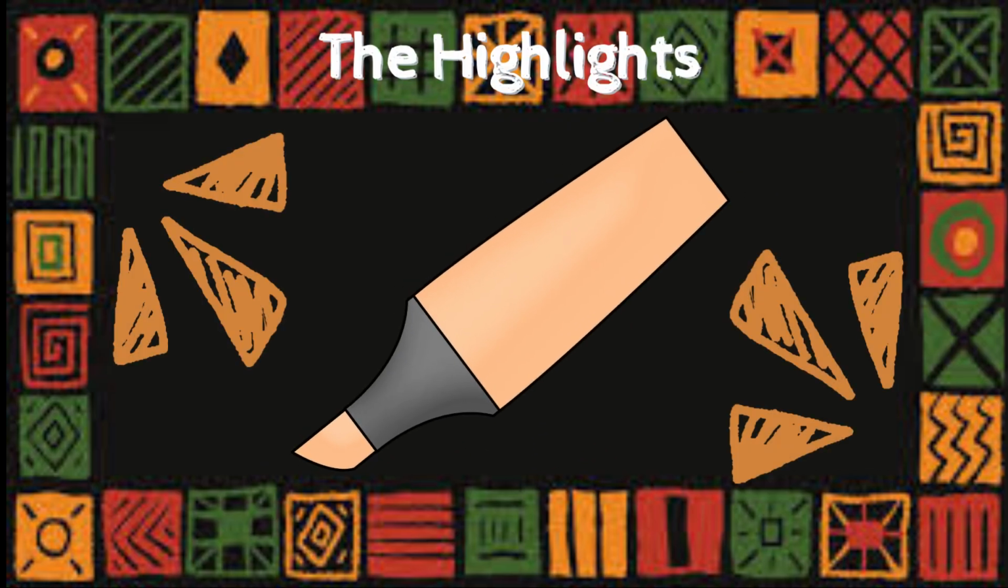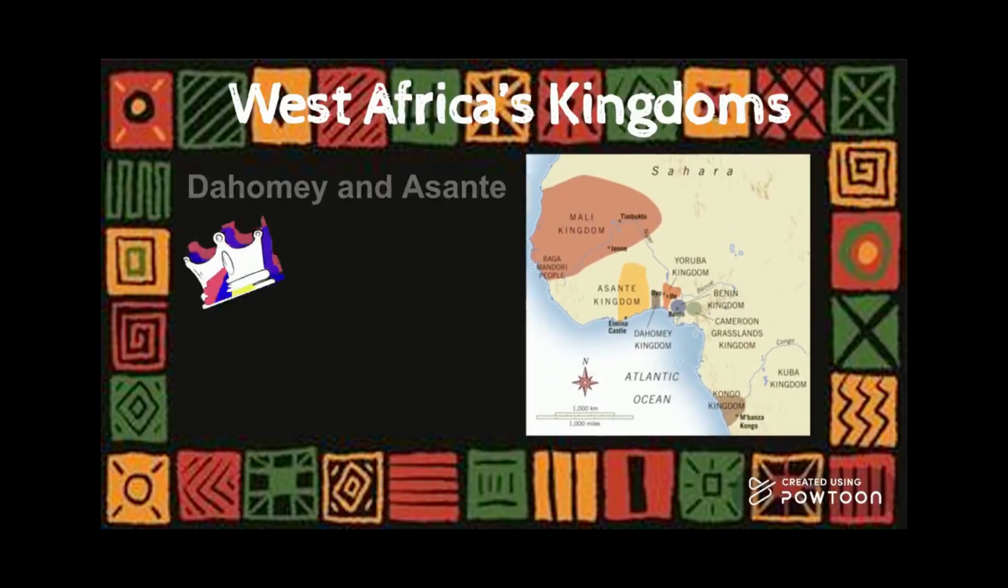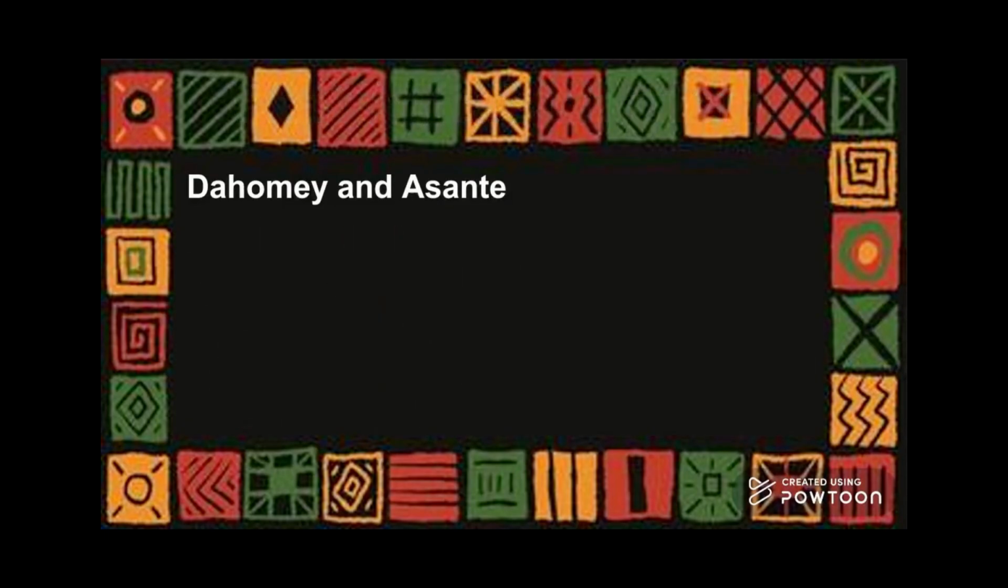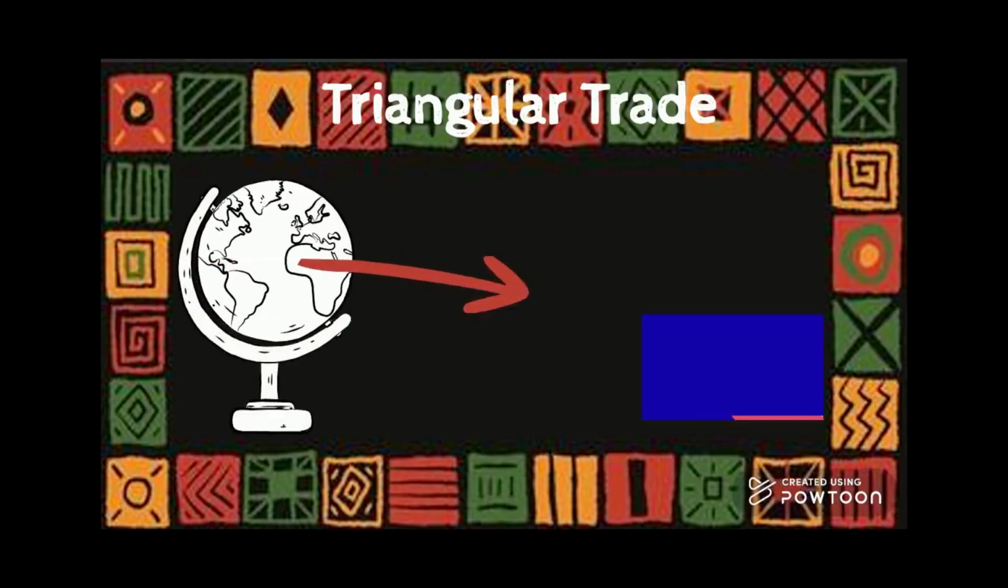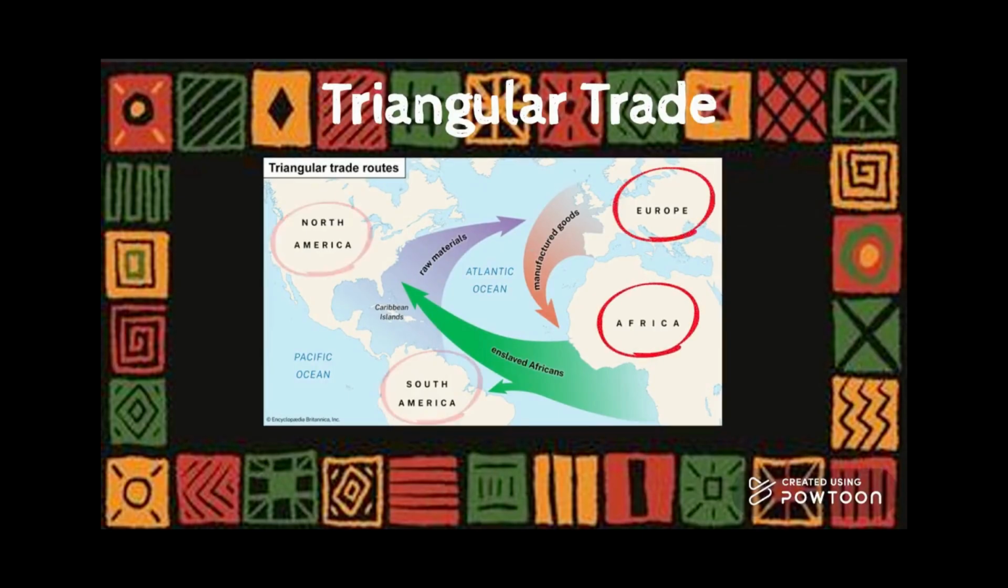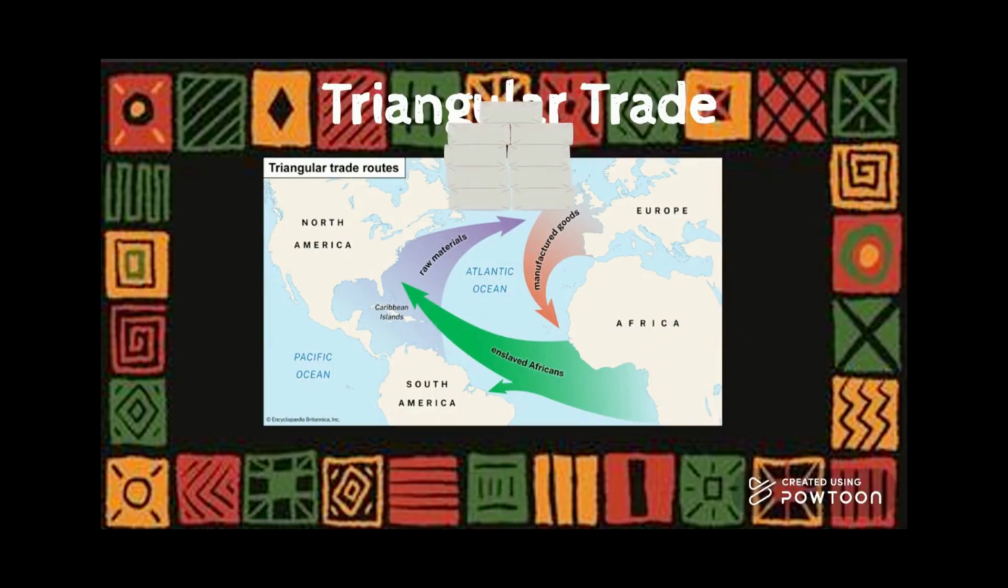Now that we've connected Dahomey and Asante to triangular trade, let's watch a quick highlight reel to bring those ideas together. In West Africa, kingdoms like Dahomey and Asante grew strong through farming, trade, and powerful armies. Their influence reached far beyond Africa. These kingdoms traded captives and resources with European merchants. This exchange fueled the triangular trade system, linking Africa, Europe, and the Americas through enslaved people, manufactured goods, and crops like sugar, tobacco, and cotton.